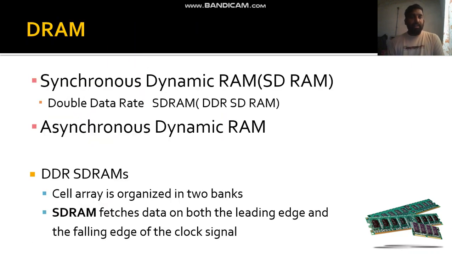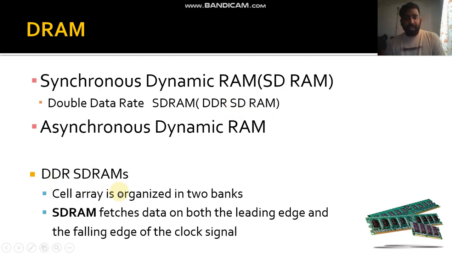Then the dynamic RAM is broadly classified into synchronous dynamic RAM and asynchronous dynamic RAM. Synchronous dynamic RAM basically works on the system clock. It works synchronously with the processor. And asynchronous dynamic RAM requires a few signals which are generated by some unit. Again, we have a modification of the synchronous dynamic RAM, which is called double data rate synchronous dynamic RAM. It is also called DDR SDRAM. This is the type of RAM which is used in our computers or laptops.